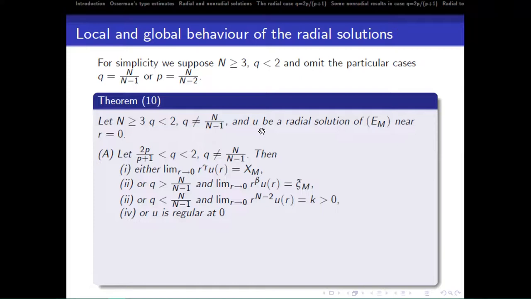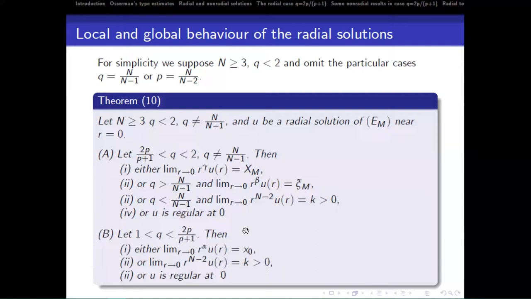If you have a radial solution near the origin, it is a behavior near an isolated singularity. And if q is greater than 2p over p plus 1, you have different types. Either you behave like an eikonal solution, that means the biggest one, or it depends on q. If q is greater than n, then you can have a solution like the Hamilton-Jacobi equation. If q is less, you have a behavior like a fundamental solution, or u is regular. So you see the three types are possible. If q is less than 2p over p plus 1, it is more simple. Either u behaves like r to the minus alpha, or it behaves like the fundamental solution, or it is regular at zero.